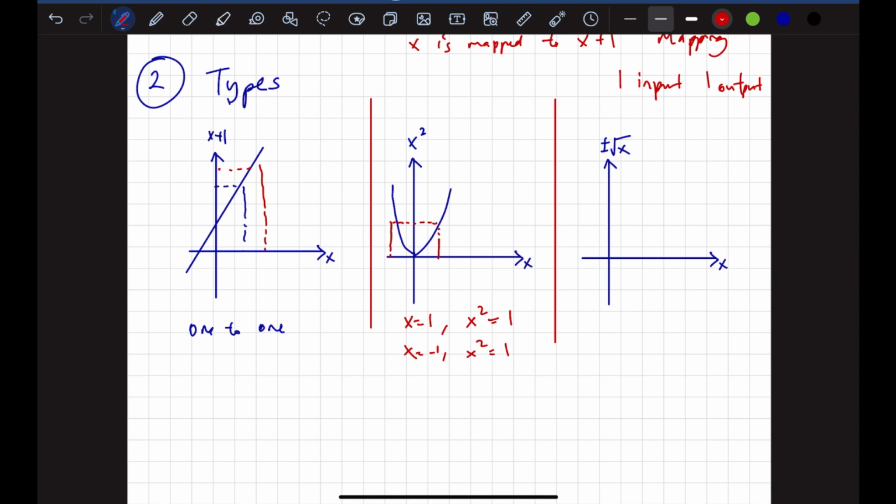All right. Now this kind of mapping, we call it a many to one. Why many to one? Because you have many inputs but still result in one output.